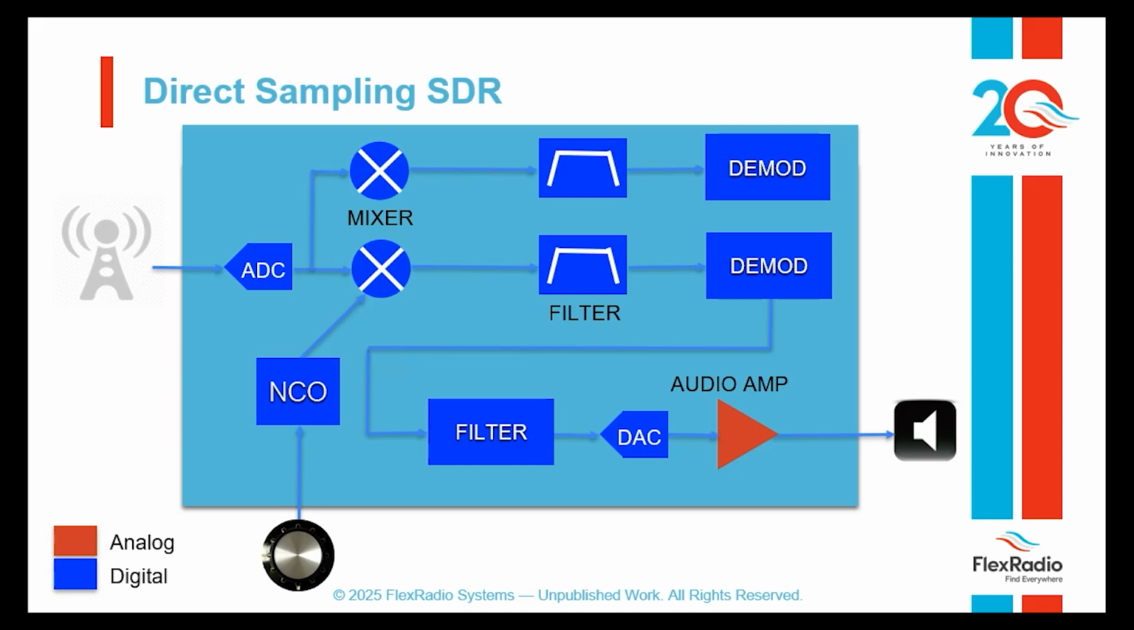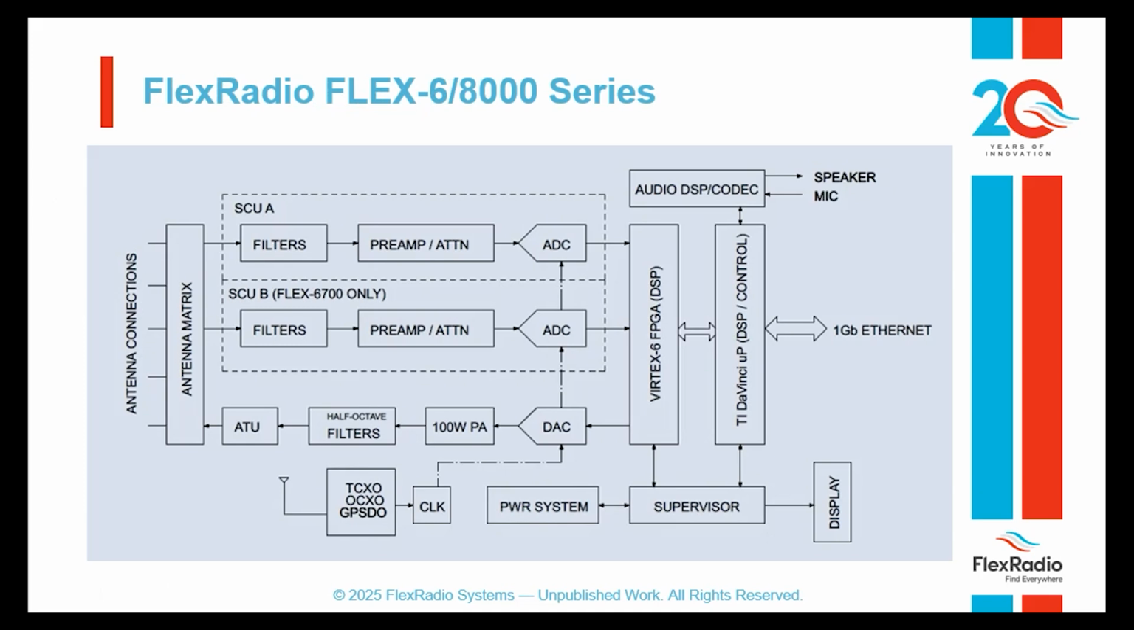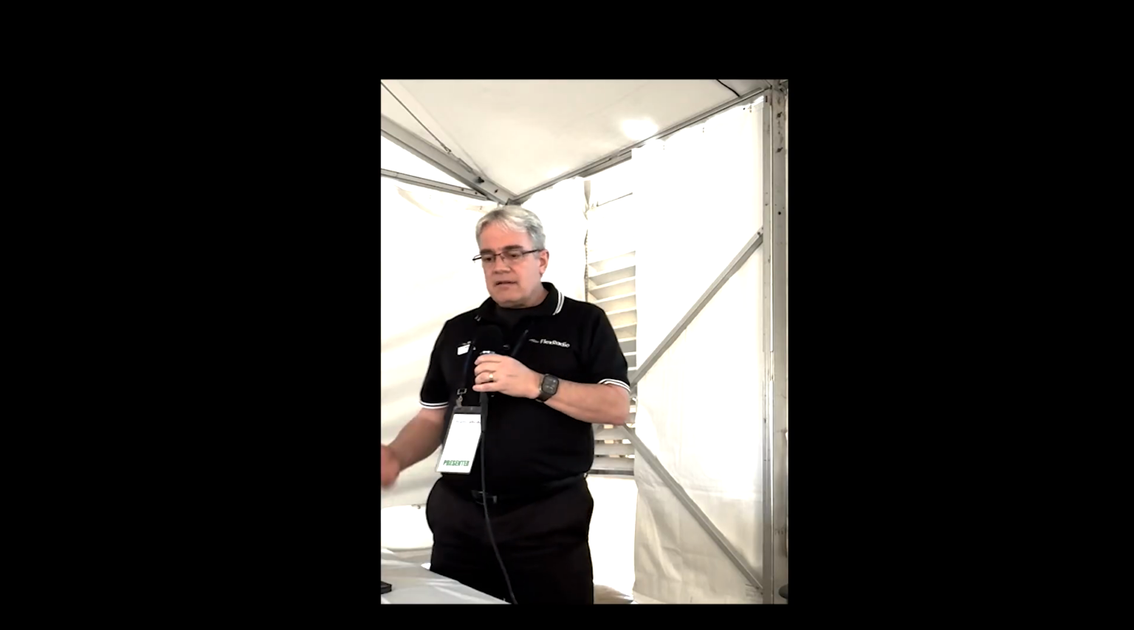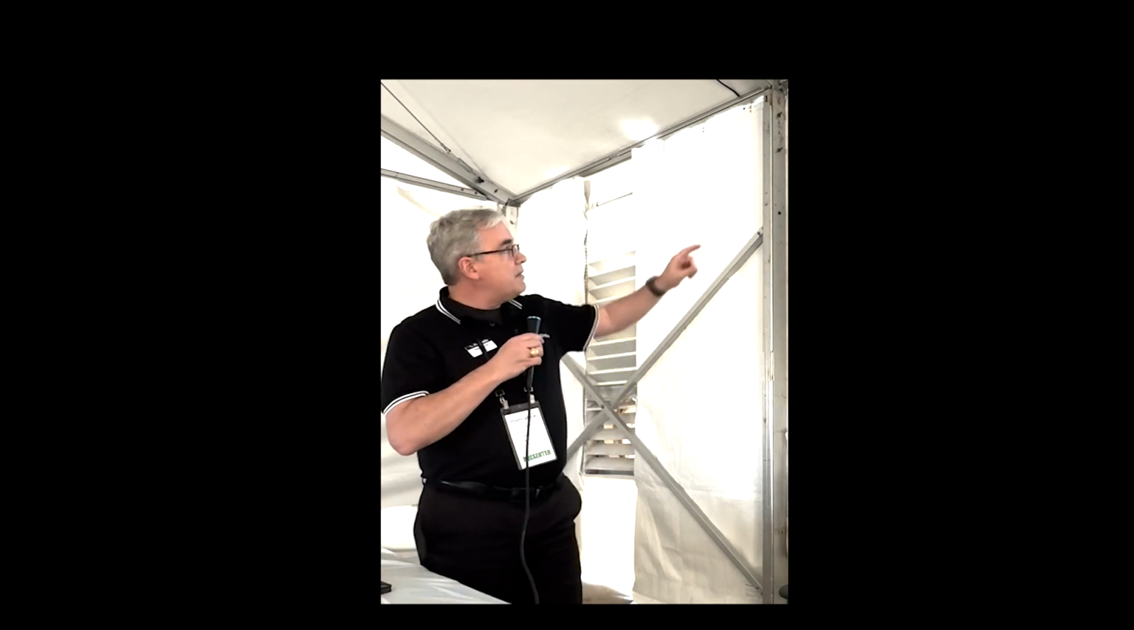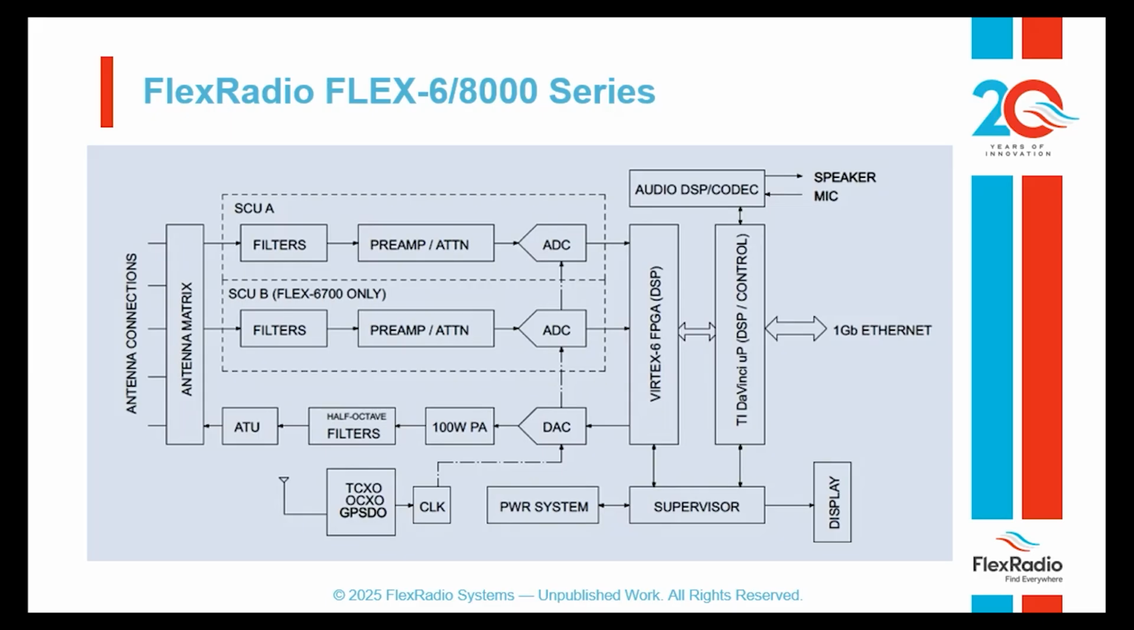So this is a diagram of the internals of a Flex 6000 or 8000. They're fairly similar in the architectural design. We have an analog section, which are these things labeled SCU that have the dotted line around them. They have some filters on the front, preamp and attenuation, but then it goes to the analog to digital converter, and after that, everything is digital. You do have an oscillator in here, but your oscillator is now what's called a sampling clock, and it feeds into the ADCs, which give you the receiver, and the digital to analog converter, which gives you the transmitter.